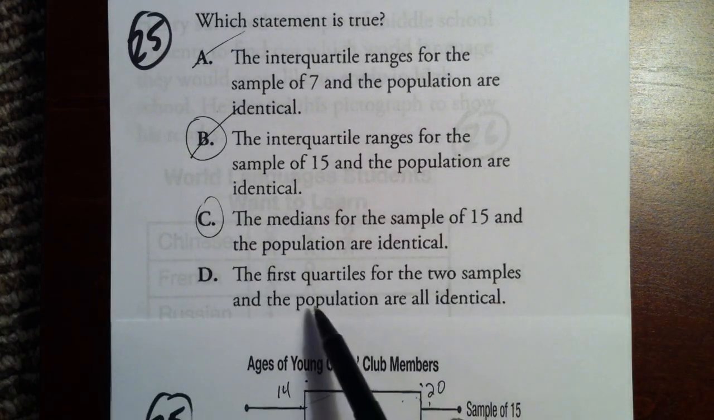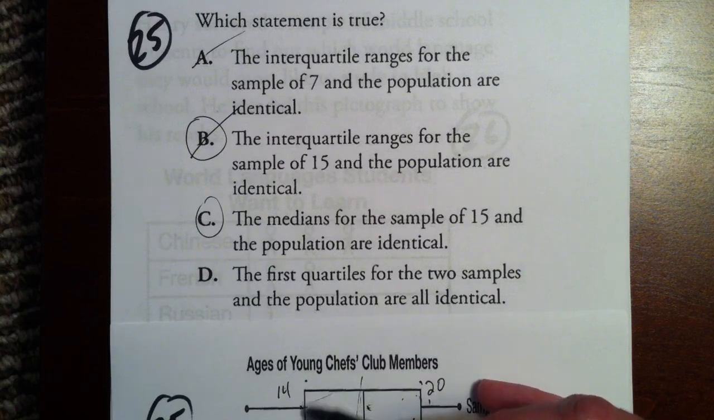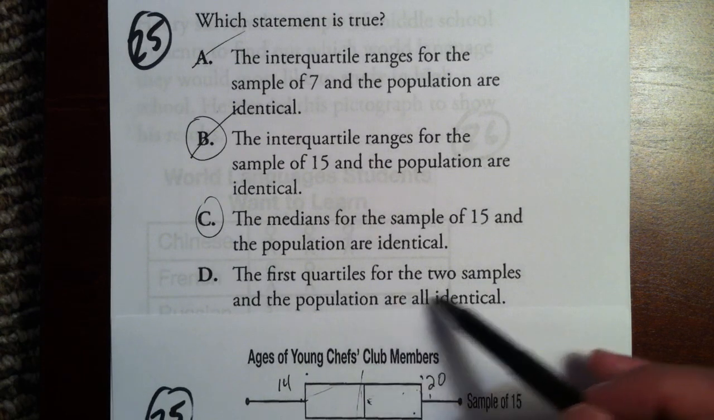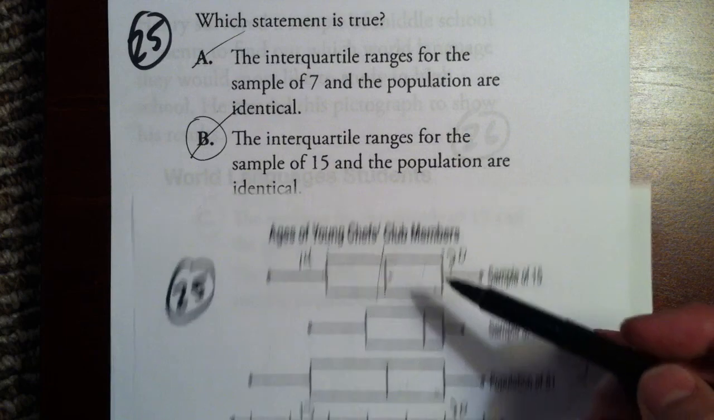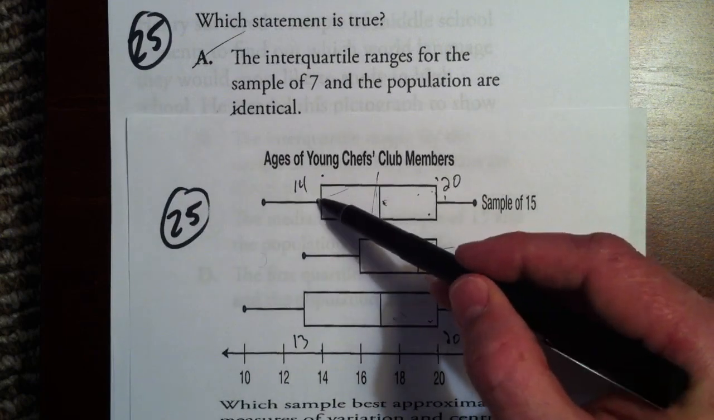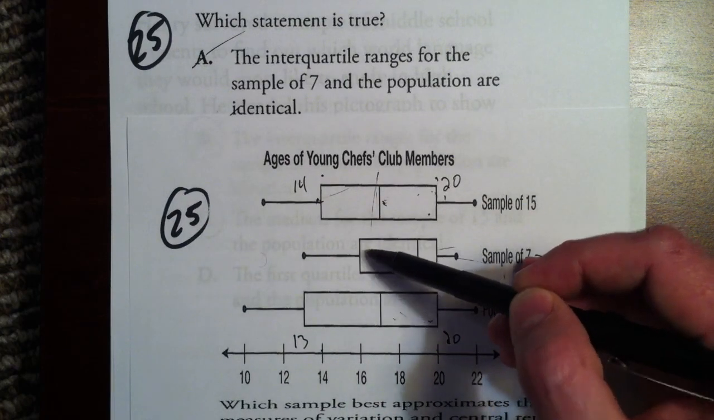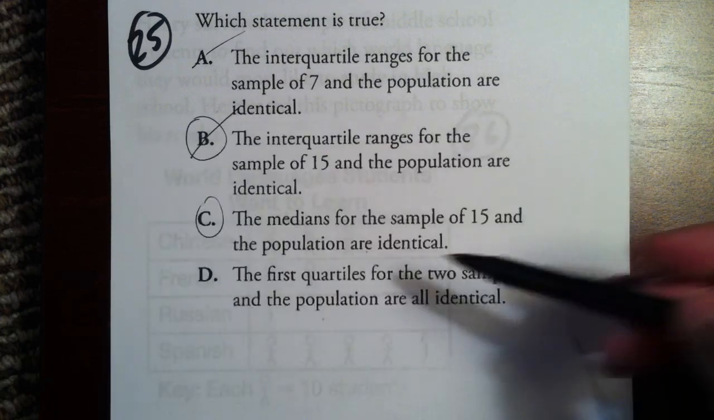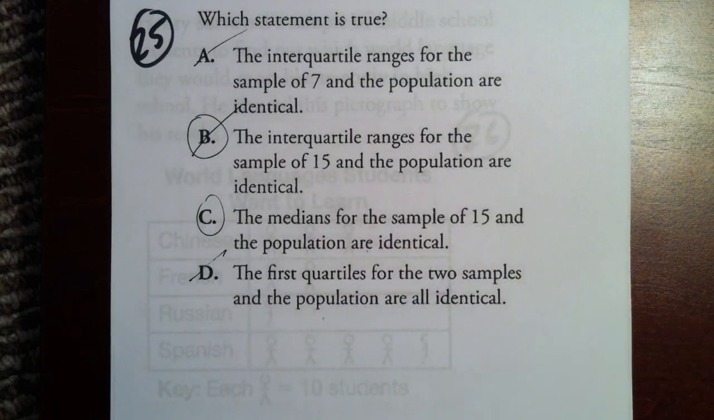And then finally, D, the first quartiles. In other words, this one right here, for the two samples and the population are all identical. Well, they're obviously not, because this one's here, this one's down here at 16, 14, and 13. So the choice is C.